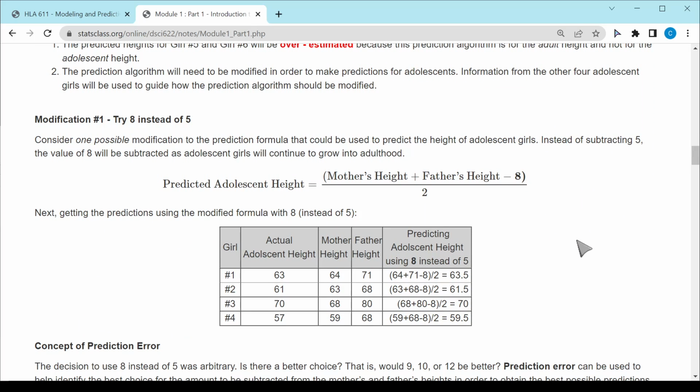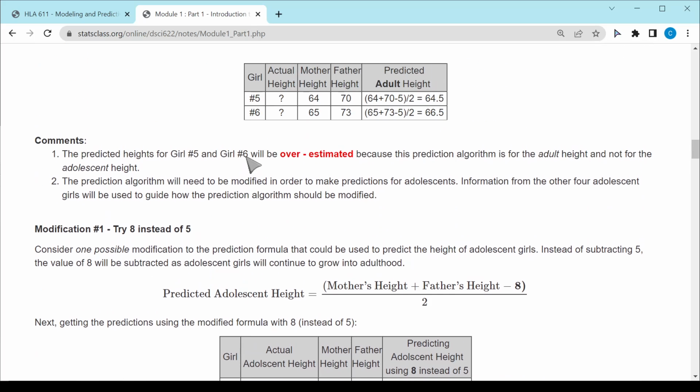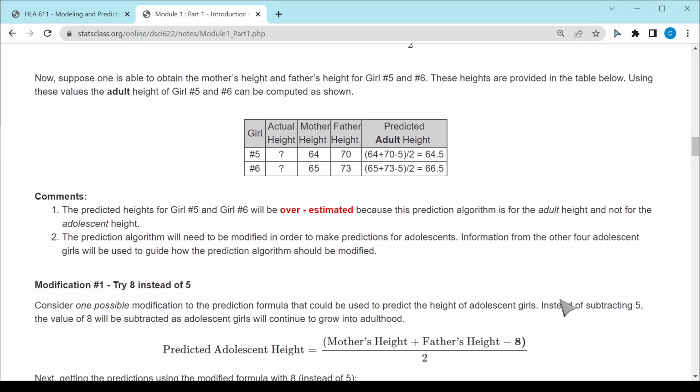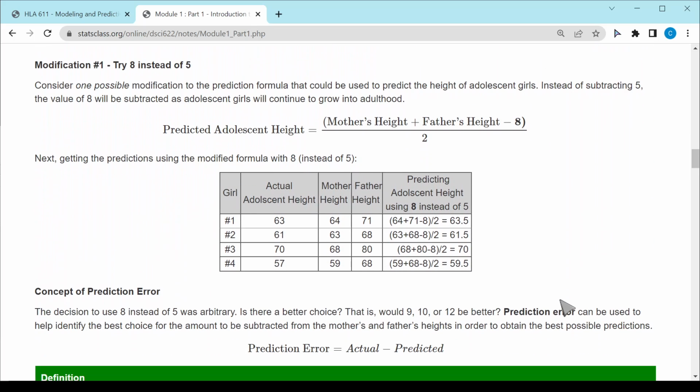Okay, so let's consider some modifications. In the formula provided here, when I'm trying to predict the adult height, I need to subtract 5. If I'm going to try to predict an adolescent height, I'm going to have to use something more than 5 when I'm subtracting. So let's go ahead and use 8. So I'm going to consider one possible modification, and that is to use 8 in this equation instead of 5 in this equation.